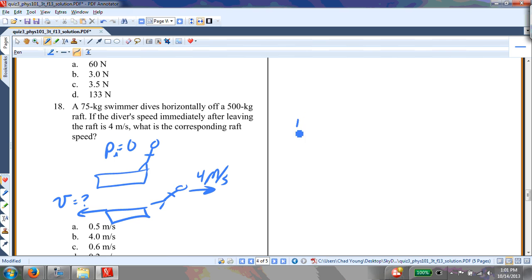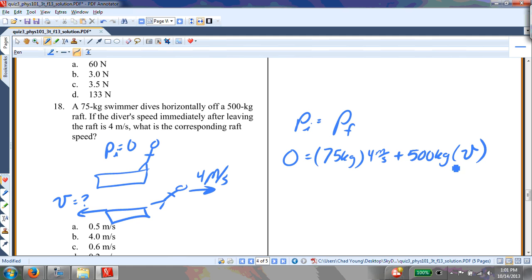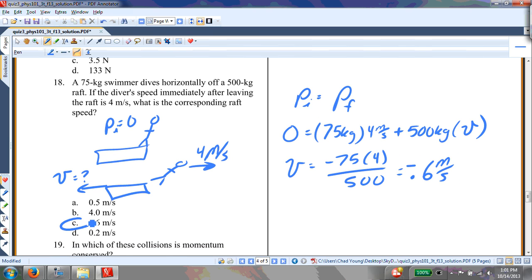So I say the initial momentum equals the final momentum, that's 0, equals the mass of the person at 75 kilograms times 4 meters per second, plus the momentum of the raft, which is 500 kilograms times v. And then we solve that for v. 75 times 4 divided by 500, which is 0.6, negative 0.6 meters per second. I was looking for the speed, so it's going to be C.